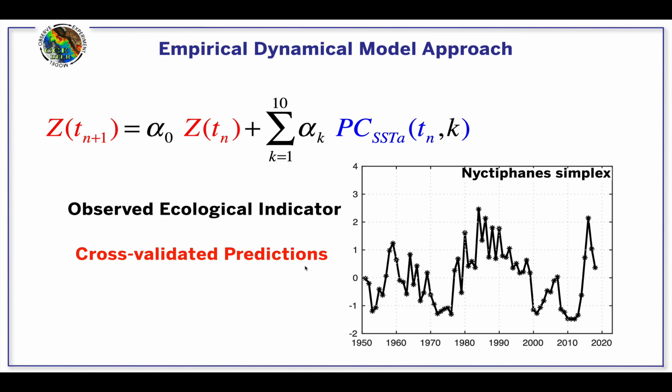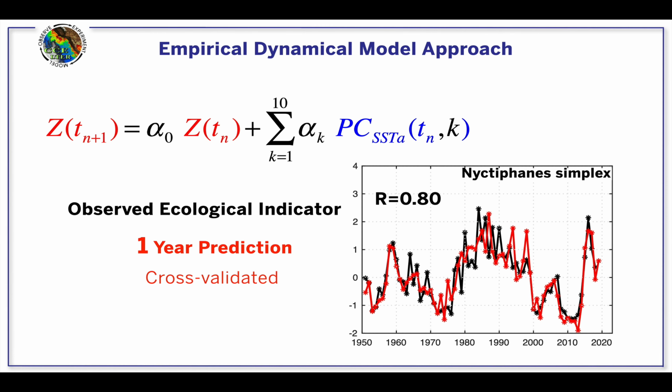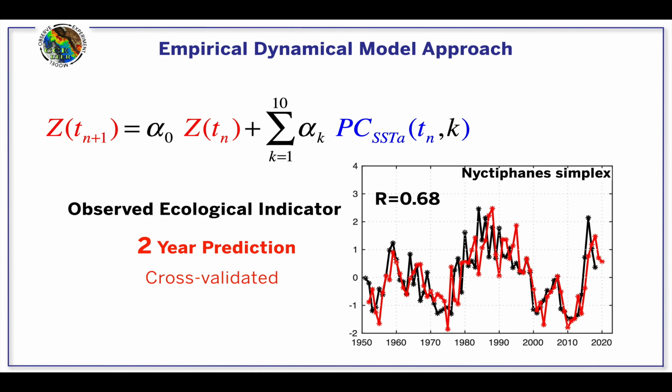What I'm going to show now are the cross-validated predictions for different leads. The one-year predictions are very skillful, with the correlation coefficient of R equals 0.8 between the observed and predicted time series of the zooplankton. This comes as no surprise because there's a great deal of autocorrelation in the data, which leads to inherent predictability at short leads.